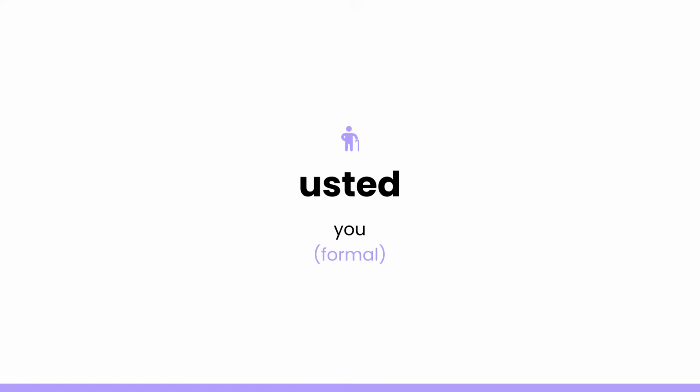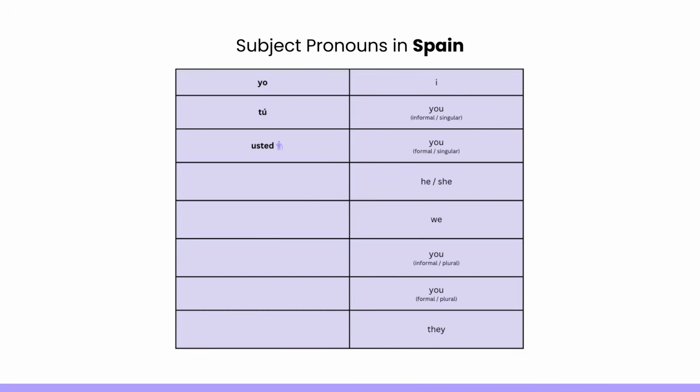Alright, so then another way of saying you, in English we use you to speak to friends, but also to speak to someone who's, for example, very old. In Spanish we have two different words for this. So we use tú for informal situations, but if we want to speak to people that we respect or that are older than us, we use the word usted. Usted. So this is you, formal, and singular, so only one person. Alright, so let's add that to our list.